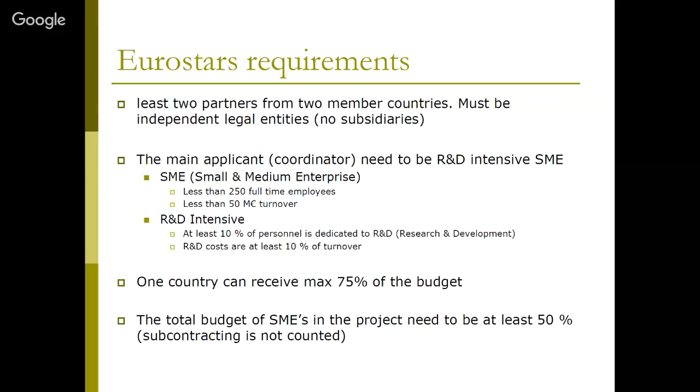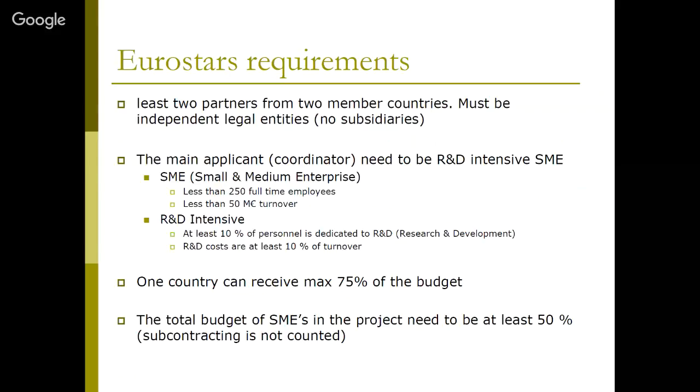So there need to be at least 2 partners in the consortium, and the main applicant needs to be an R&D intensive SME. SME means small and medium enterprise, and this is an EU-wide criteria, so it's the same criteria for all the participants in every country. The SME needs to have less than 250 full-time employees, counted by full-time equivalent. So there may be more than 250 employees on the payroll, but when they calculate the full-time equivalency, it needs to be less than 250.